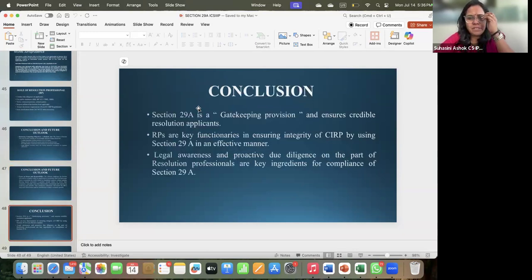So again, we say that Section 29A is a gatekeeping provision, so that only credible resolution applicants come and participate in the process. Otherwise, the object of the IBC is defeated, and RPs and liquidators are the key functionaries. We are the key functionaries. We have to ensure that 29A is effectively implemented.